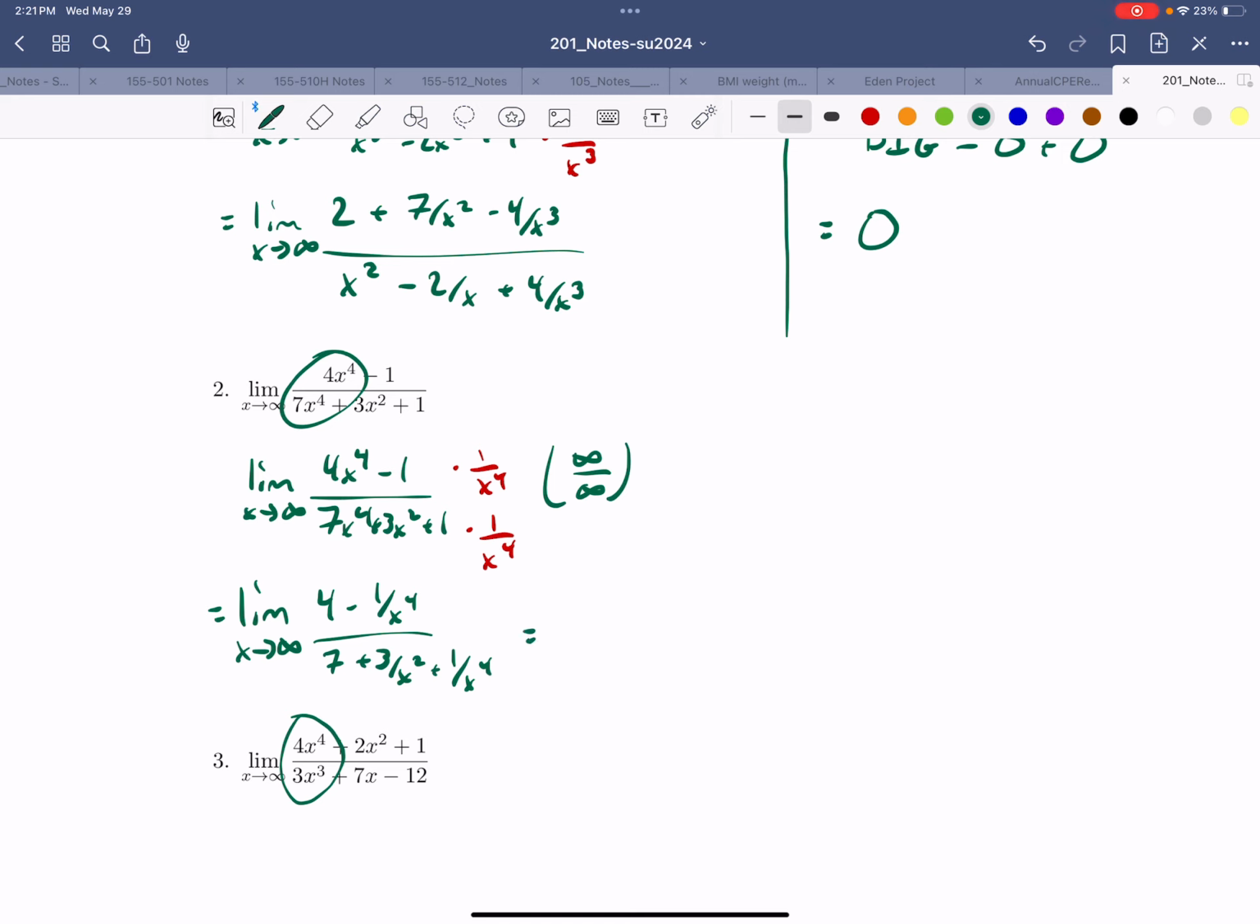And sure enough, I'll do it over here. When we plug in big values of x, we get 4 minus 0 over 7 plus 0 plus 0 equals 4/7.